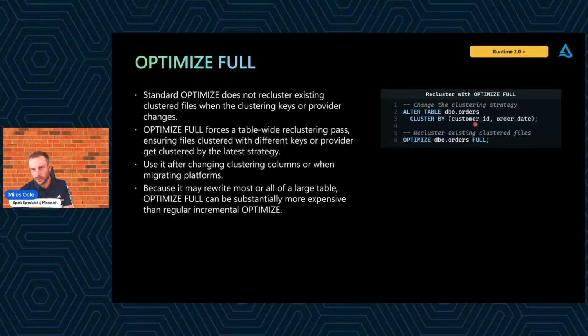So let's say in this example in the upper right, we change the clustering strategy on this DB orders table from being clustered by, let's say, only order date to now adding customer ID as well as order date. As we do that alter table statement, that's only a metadata operation, where it doesn't automatically go and recluster the old stuff. And so by running Optimize Full, it's going to go back and basically say, hey, take my existing data layout, but adapt it to the new strategy that we're going with here.